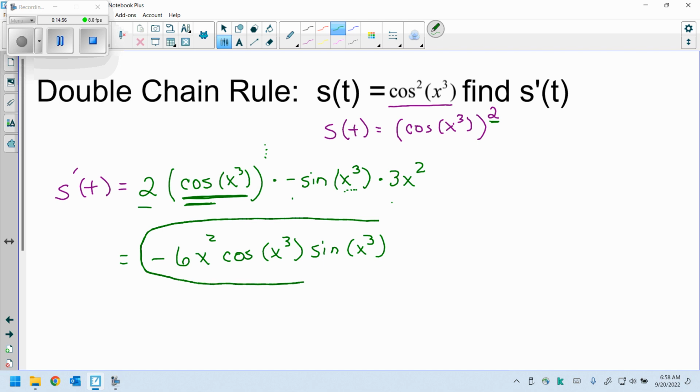Typically, you'll see a double chain in the no calculator multiple choice section of the AP exam. So let's take advantage of an opportunity to practice some of these skills tonight. And let's get better on the chain rule because it's something we run into a lot.